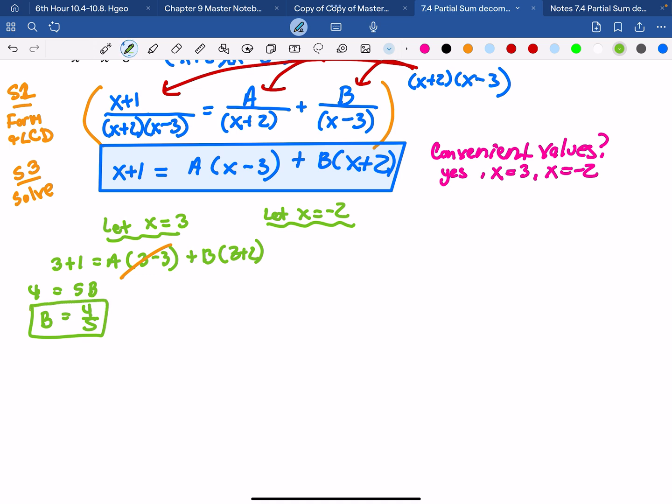We're going to let X equals -2. -2 in the left plus 1 is equal to A times -2 minus 3 plus B times -2 plus 2 and 0. Wow. -1 is equal to, whoopsie daisy, lost a parenthesis.